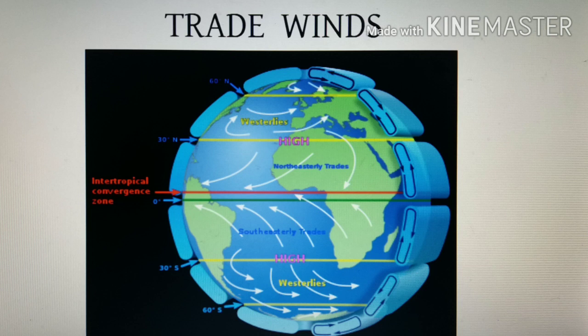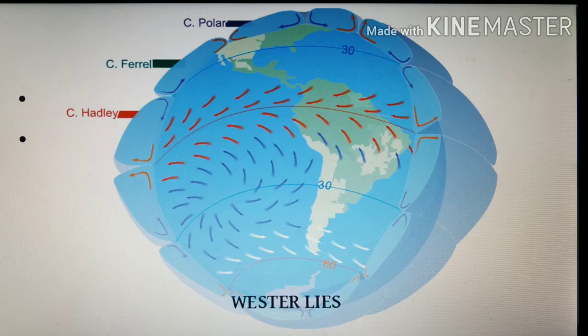Children, in this you can see the pressure belts, right? The winds are blowing from the subtropical high pressure belts to the equatorial low pressure belts. Okay, these are called trade winds. And next, coming to westerlies, right? By seeing the picture itself, we can identify the winds blowing from high pressure belts to the subpolar low pressure belts. These are called the westerlies.